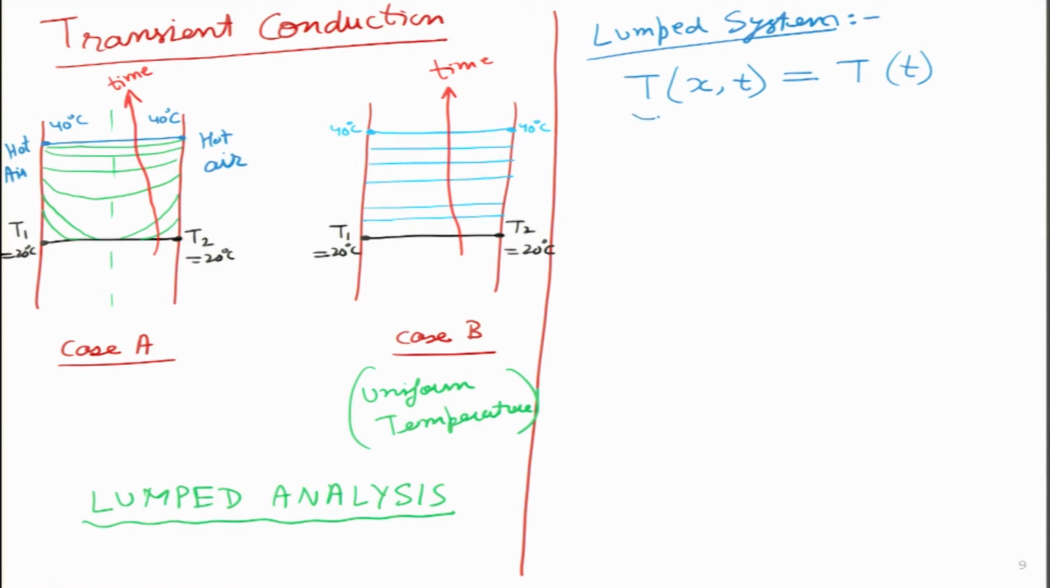What it shows is that the general function T(x, t), in fact I can even write it like this, T(x, y, z, t), is not depending on x or on y or on z, it is simply a function of t. If any of these conditions hold true, then we can say it is a lumped system. In words, what we are saying is that the whole body is always at a uniform temperature.